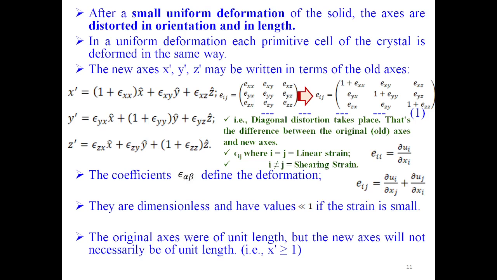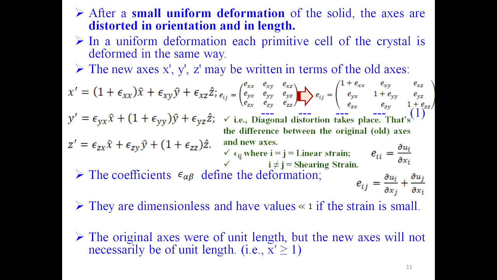The new axes x prime, y prime, z prime may be written in terms of the old axes. So x prime is 1 plus epsilon xx plus epsilon xy plus epsilon xz, and similarly y prime and z prime as represented in the slide. Here the strain tensor is represented by a matrix which has 9 components. So a matrix is given E with suffix ij. Here i and j are x and y components, so here exx, exy, exz. It's given in the matrix form. So after infinitesimal strain, the diagonal distortion takes place as seen in the matrix with 1 plus Eii, that means the diagonal distortion.